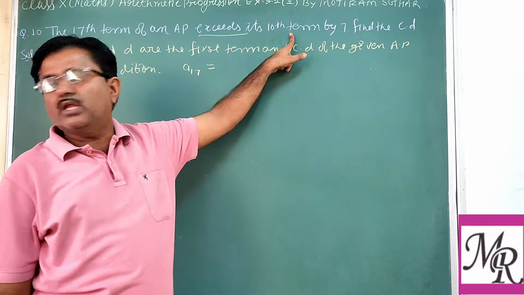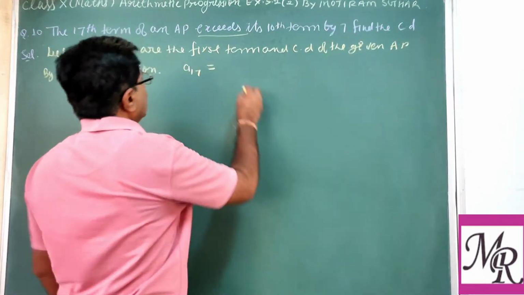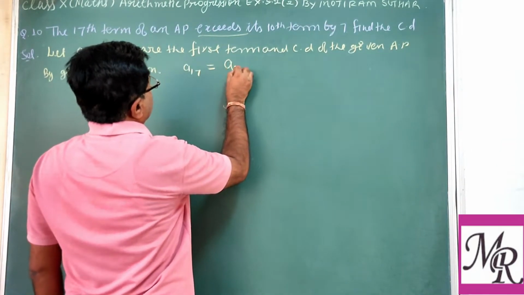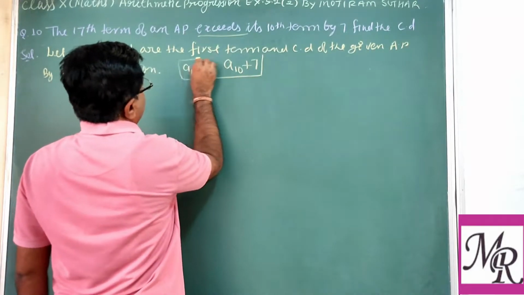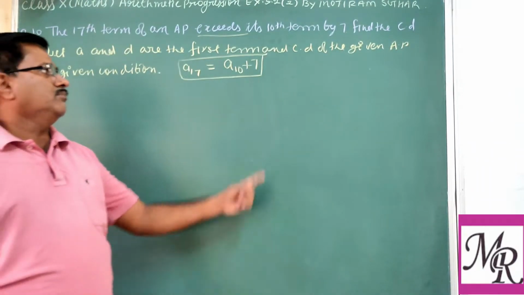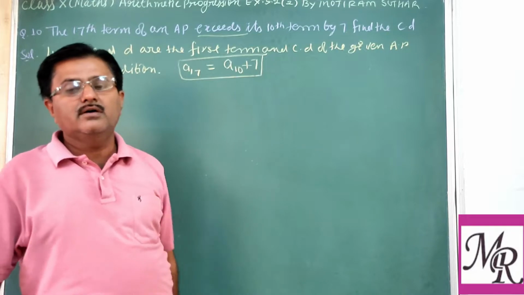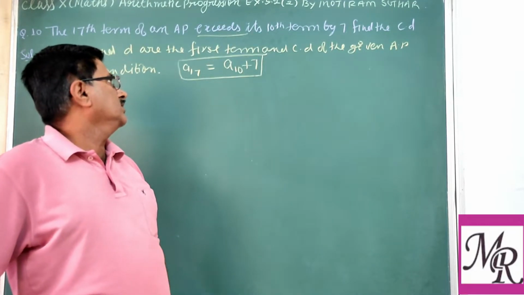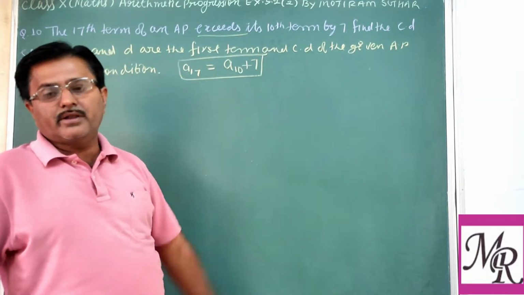The 17th term is more than the 10th term by how much? 7. Means A17 equals A10 plus 7. This condition is given: the 17th term exceeds the 10th term by 7, meaning the 17th term is 7 more than the 10th term.